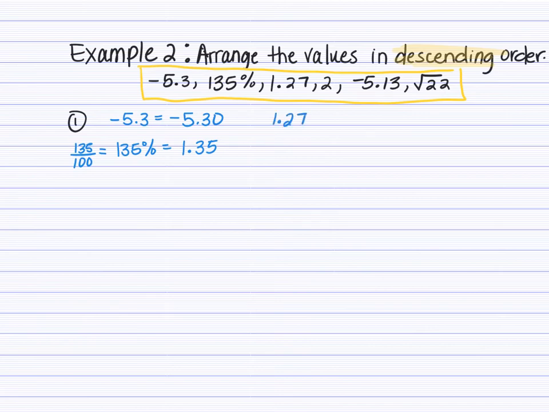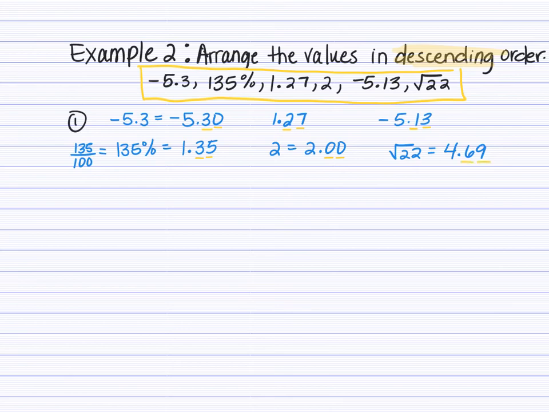1.27 is staying the same. 2 is changing to 2.00 so that we have this. I want 2 decimal places in all my numbers. So that's why I made that minor change. Then I have negative 5.13, which is staying the same, and it already has 2 decimal places, which works. And then finally, the square root of 22 is equal to 4.69.